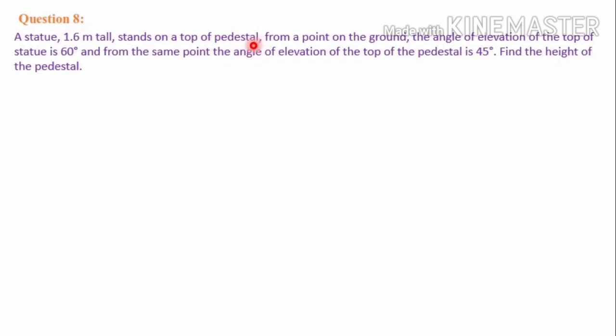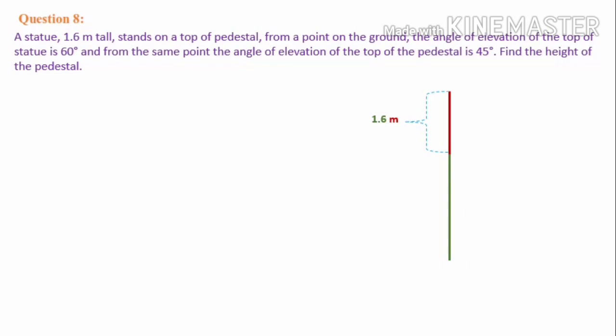A base or support on which a statue is mounted, that is the meaning of pedestal. And here we have to find out the height of the pedestal. Here the green portion shows the pedestal and the red portion shows the statue, and the height of the statue is given to us as 1.6 meter, and we have to find out the height of the green portion, that means the height of the pedestal.